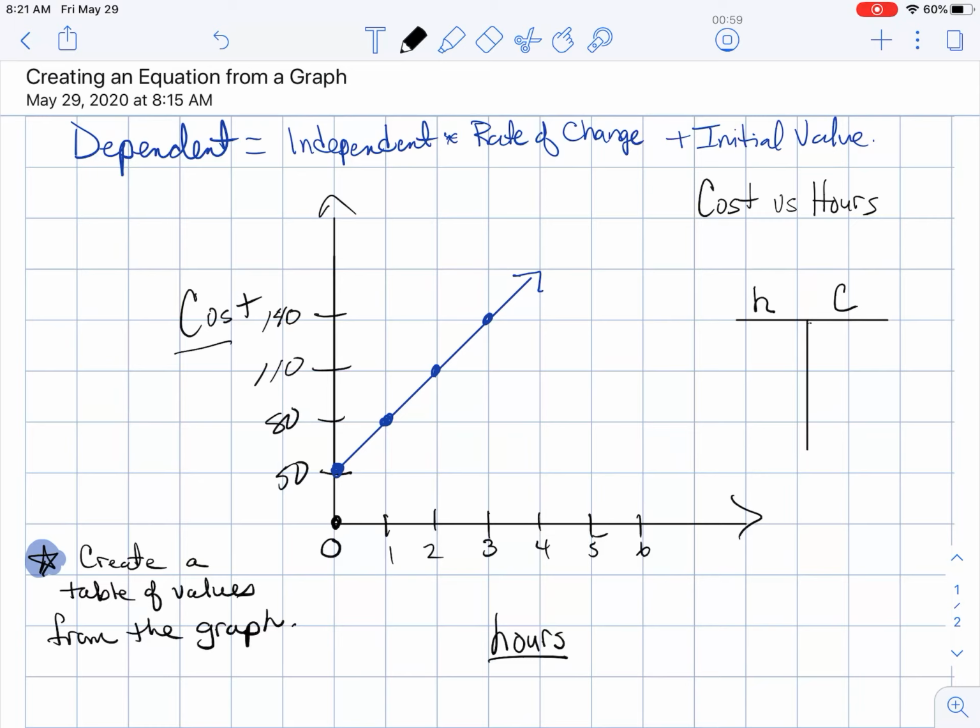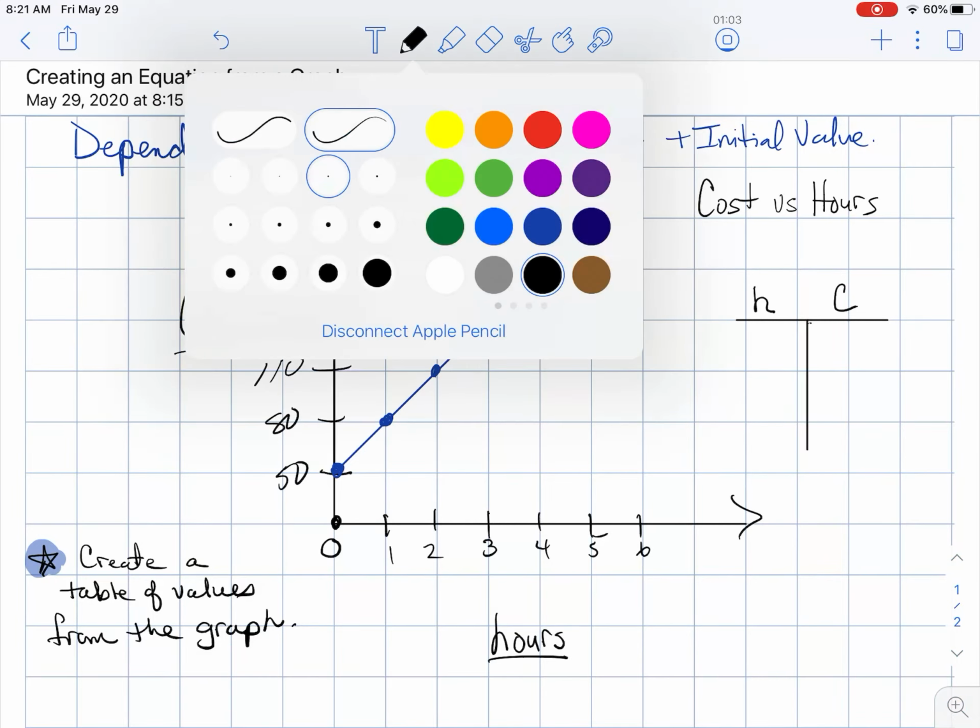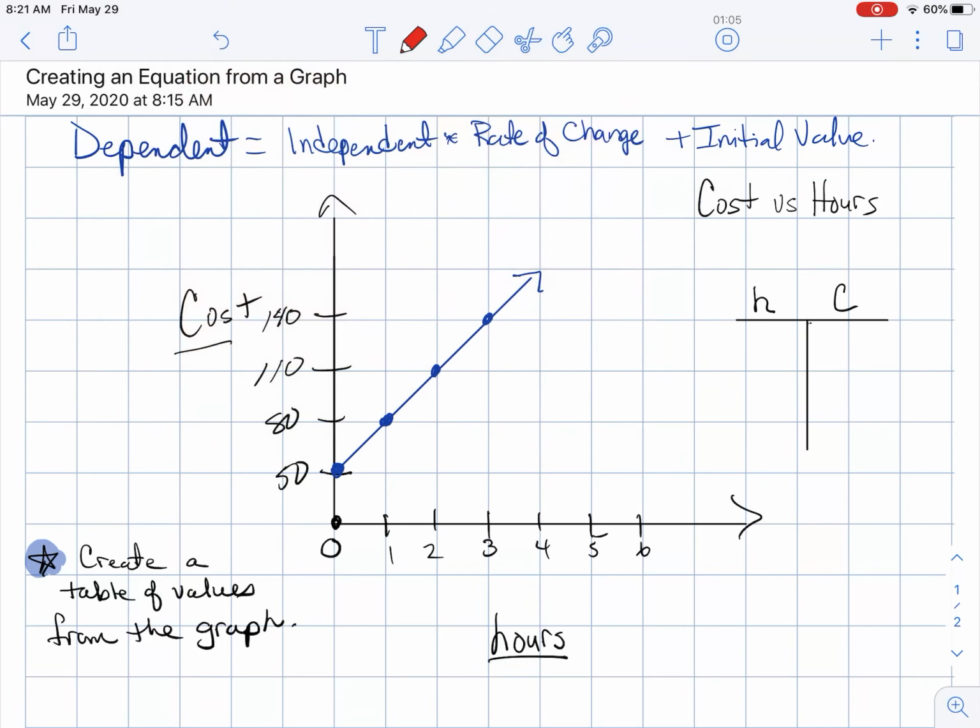So in your graph, 0 is in the corner, right where the two axes meet. So you're at 0, let me just highlight this in red. So you're at 0, and you go up, you can see the graph starts at 50. So that means when H is 0, cost is $50. So there's 1 point. So now I'm going to go over, so here's 1. Okay, so 1's my independent. So when I go up to 1, and I go over, I can see the cost is 80. So there's 1 and then 80.